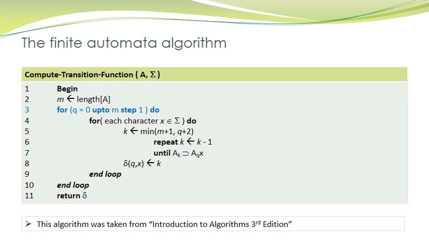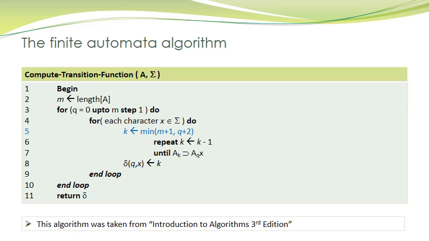The loop at line 3 is going to run through once for each character in the regular expression A we are looking at. Q is going to represent the state which we are currently looking at. The for loop at line 4 goes through each character in the finite alphabet we are using. Line 5 sets variable k to the smaller of m plus 1 or q plus 2.